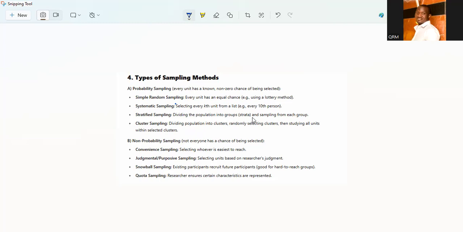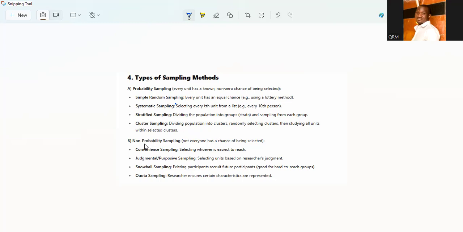For instance, you have Southern Province, Northern Province, and Eastern Province. So all the 10 provinces, you just want to choose four provinces. So you just do it randomly, then you pick all the maybe departmental heads for a ministry. That's called cluster sampling. All right.